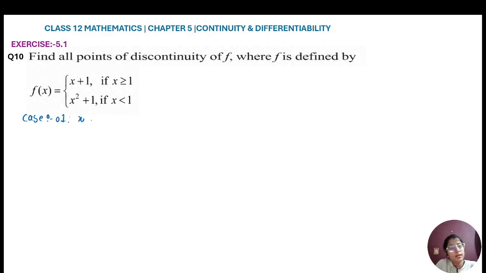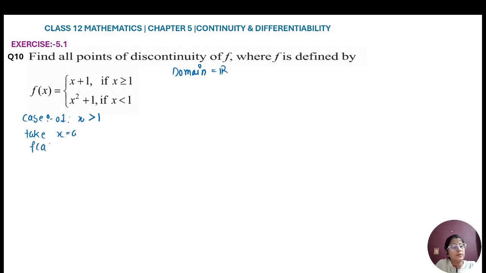the point when our x is strictly greater than 1. Whenever x is strictly greater than 1, take our x as some a, where a is strictly greater than 1. To check its continuity, we always have to find its function value and its limit value. As you can see, for each and every point in the domain the function is defined, and here our domain is R, the whole real numbers, because the function is defined for every real number. So we start with any a greater than 1 and check its continuity.